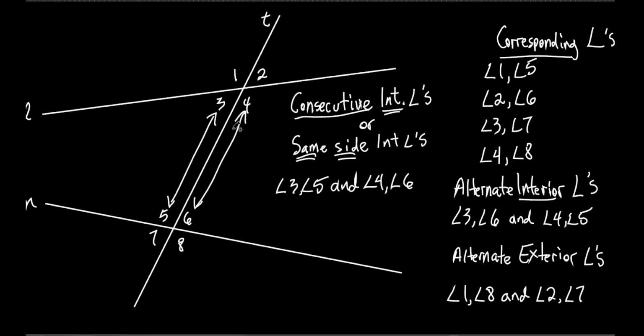What's the relationship between 1 and 5? Corresponding angles. 1 and 5 are corresponding. What is 4 and 8? They're corresponding, okay? What's 2 and 7? Alternate exterior angles. 2 and 7 are alternate exterior angles, okay? That's the kind of stuff that I could ask you. That's going to be maybe like the first question or first 2 questions. We're going to do a lot more after that, okay, than this.